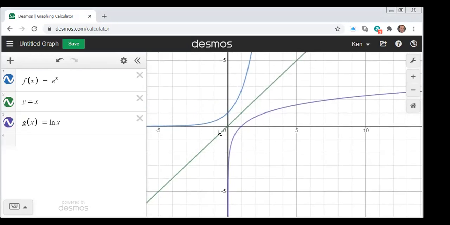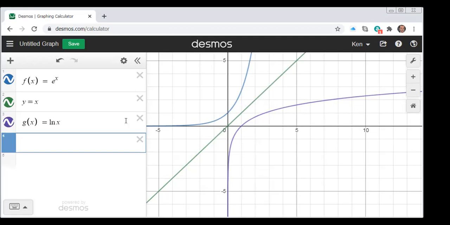With a caveat, right? Natural log is not continuous at 0. It's also not defined at 0. It's not continuous at 0. It's got that infinite discontinuity. So what's going on there? Have I just lied to you? Not exactly.